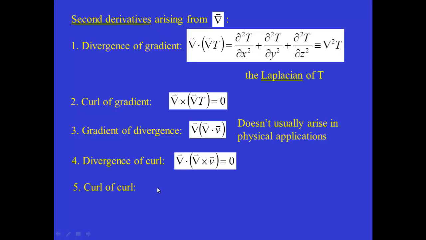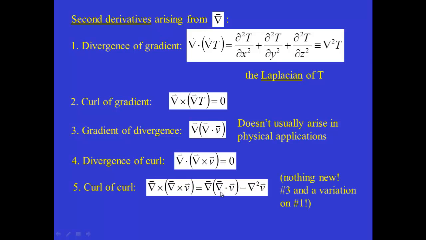Finally, we can make the curl of the curl of a vector function, and when you evaluate the left-hand side and simplify it, you get two terms. But even though it looks kind of complicated, there's really nothing new here. The first term on the right is simply number 3, which we said usually doesn't have any physical applications. The second term on the right is a very simple variation on number 1, where the Laplacian is of a vector function instead of a scalar function. So these second derivative expressions are also recorded in the inside cover of your textbook for reference in future situations.